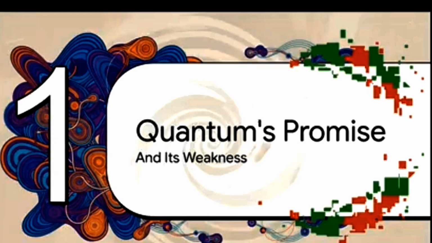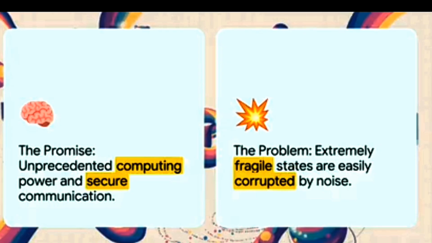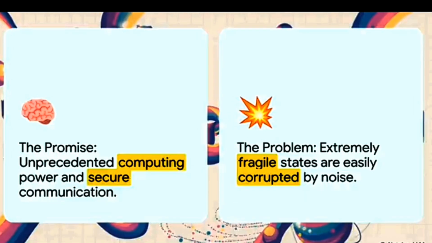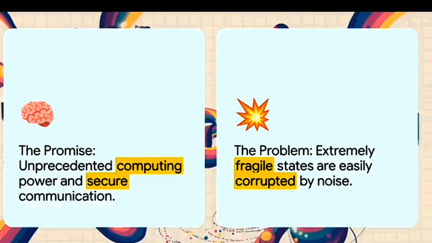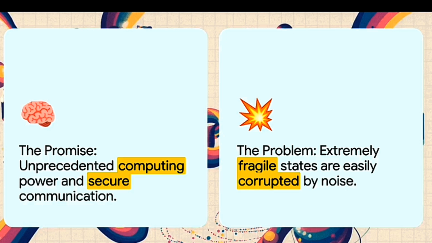So, to really get why this discovery is such a massive deal, we first have to understand the core problem with all quantum technology. It's this classic story, really, of incredible, world-changing power and one single critical weakness. You know, on one side, you've got this amazing promise. Computers so powerful they could solve problems we can't even properly imagine today, and communication that is physically impossible to hack. But on the other side, the information itself is just unbelievably delicate.